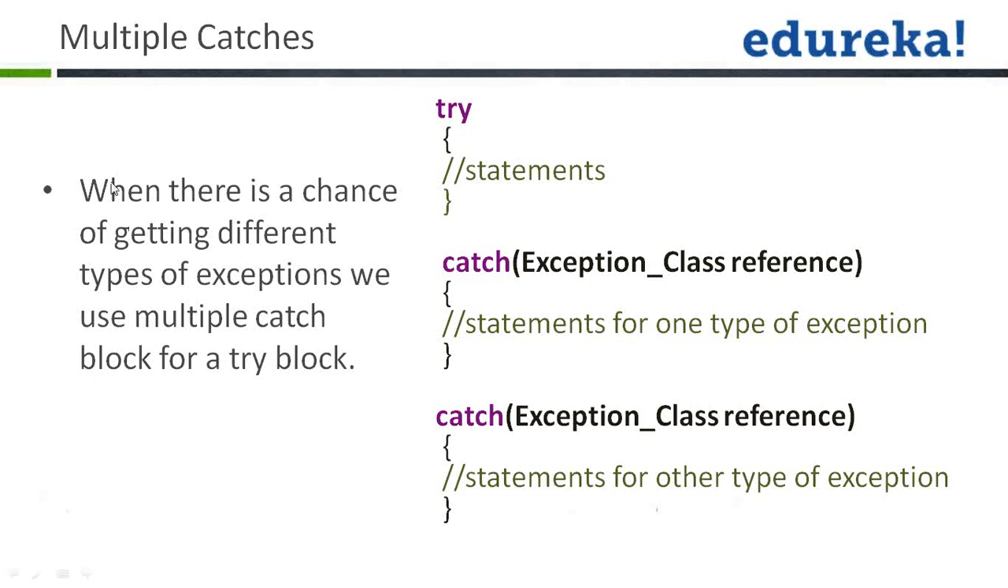Okay. Now you can use multiple catches when there is a chance of getting different types of exceptions. We use multiple catch blocks for a try block. That is, for a single try block you can use multiple catches.